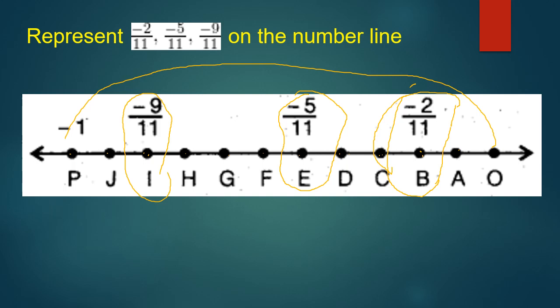Children, here point P gives us minus 2 by 11, point E gives us minus 5 by 11, and point I gives us minus 9 by 11. I think it is clear for you, children. Now let us move on to the next problem.